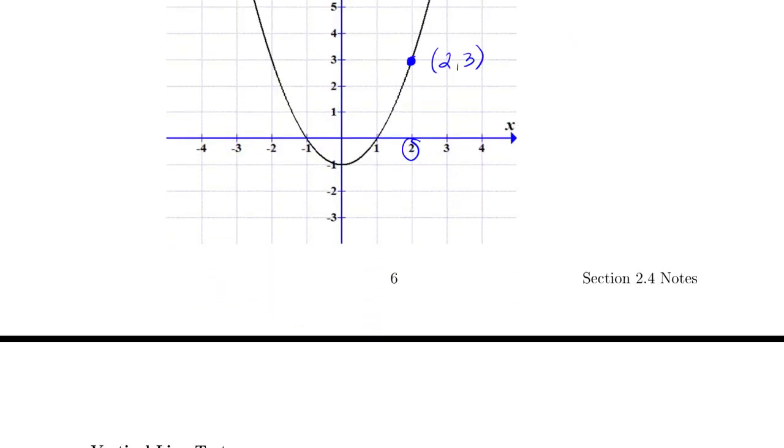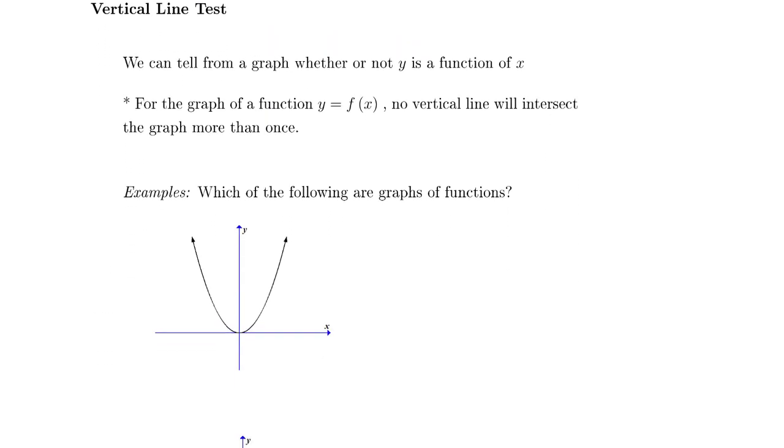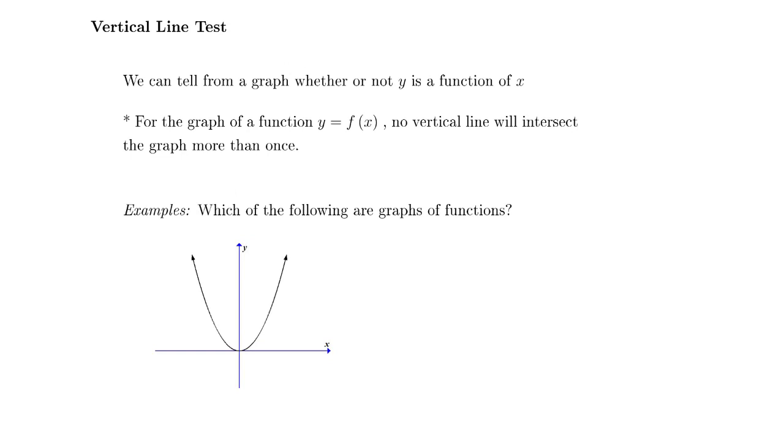And further, this can actually tell me whether a graph describes a function y of x. So we can tell from a graph whether or not y is a function of x. That was something we were doing before sort of algebraically, and now we're going to do it graphically. So what does the vertical line test say? It says if this is a graph of a function y equals f of x, no vertical line will intersect the graph more than once. It can intersect it once or not at all, but never more than once.